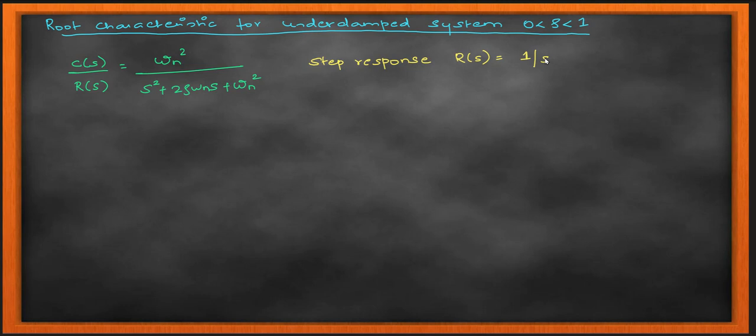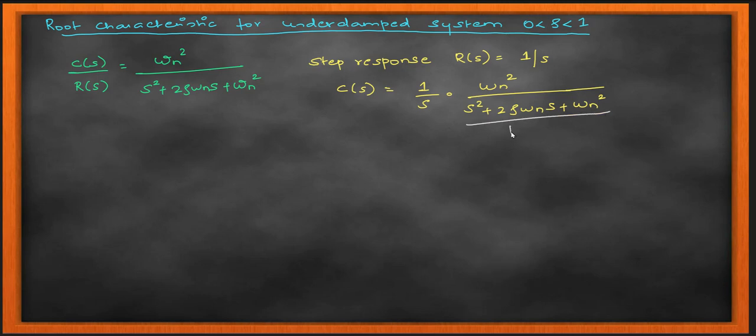Next, let's come to the root characteristics of an underdamped system where your damping ratio zeta is between 0 and 1. So now my transfer function C of s by R of s is in its original form, which is omega n squared divided by s squared plus 2 zeta omega n s plus omega n squared. When I'm talking about the root characteristics, I'm just talking about the step response also, because that is what we have been saying for all these cases.